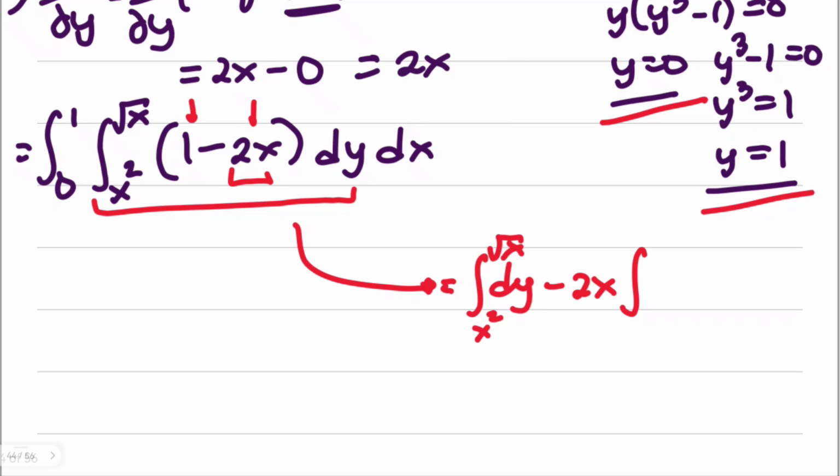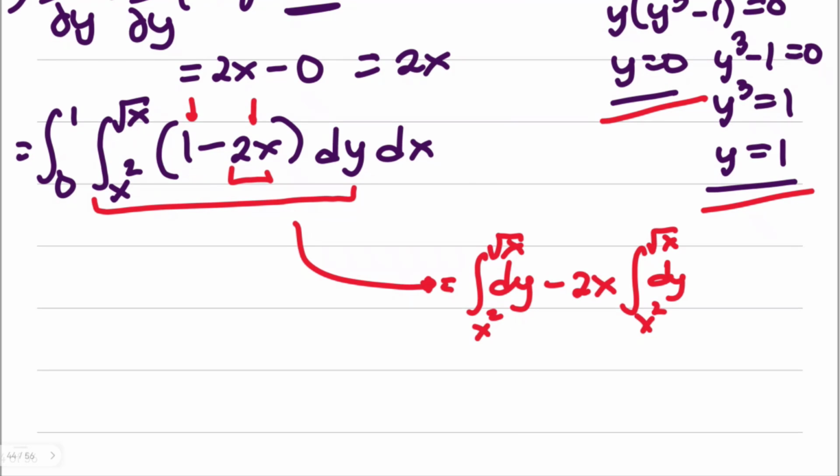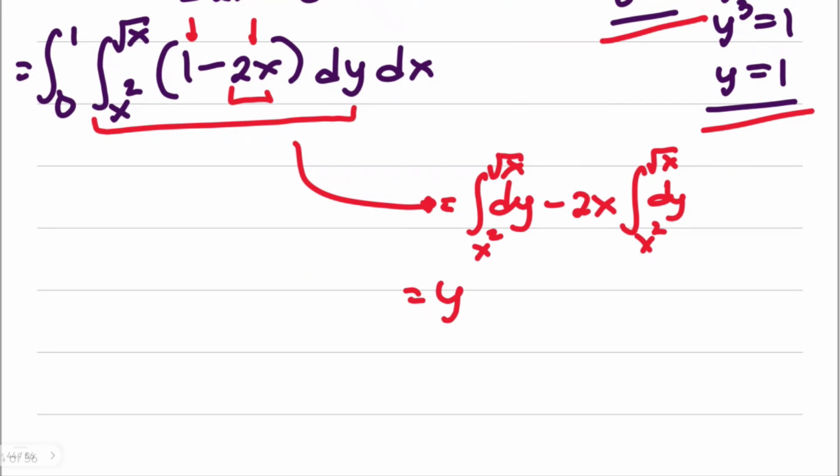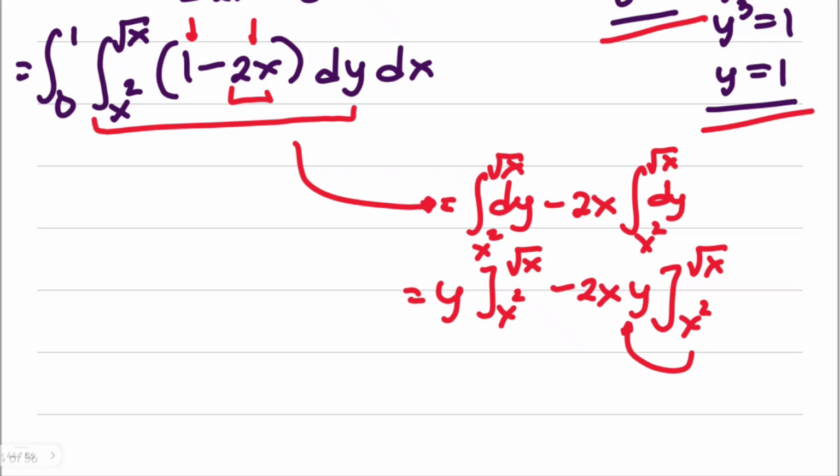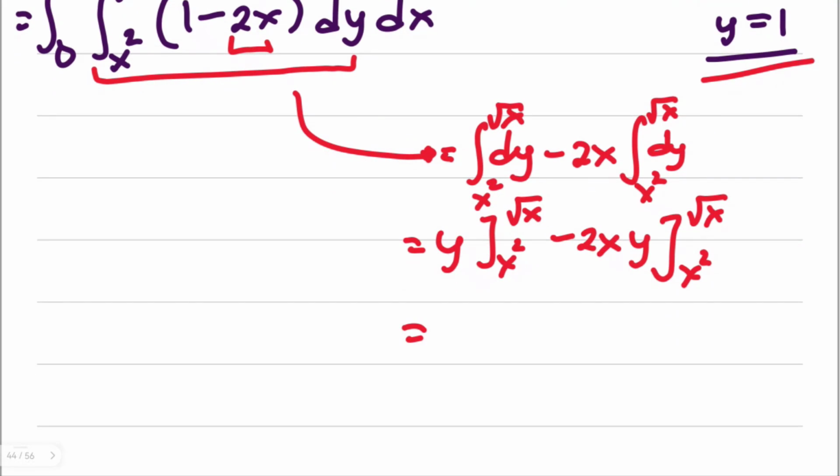Similarly, the integral of dy from x squared to square root of x. So you will have here, of course, that's y, x squared to square root of x, minus 2x y, again from x squared to square root of x. But that is only for your y variable. So as you use your boundaries, the upper boundary will be square root of x minus x squared. Okay, that's for your y, minus 2x.